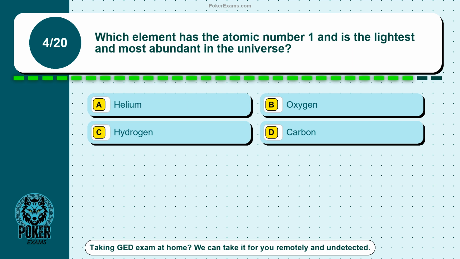Question 4. Which element has the atomic number 1 and is the lightest and most abundant in the universe? Option A, helium. Option B, oxygen. Option C, hydrogen. Option D, carbon.